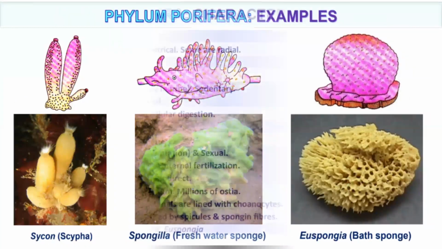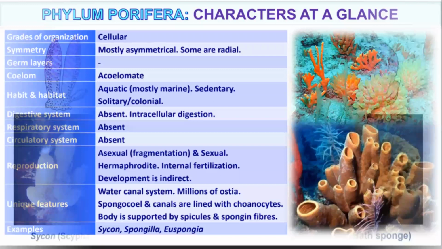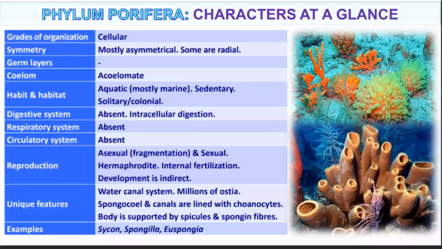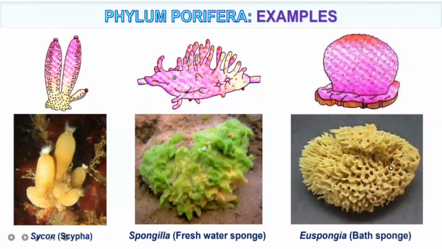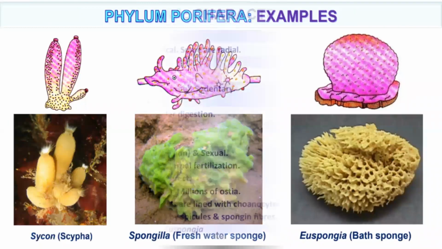Now there is one slide which explains everything about phylum Porifera. Grade of organization: cellular. Symmetry: what symmetry do you think this will have? Asymmetry. You cannot divide it into two equal halves. Some can have radial symmetry, where you can try to divide it into two equal halves.